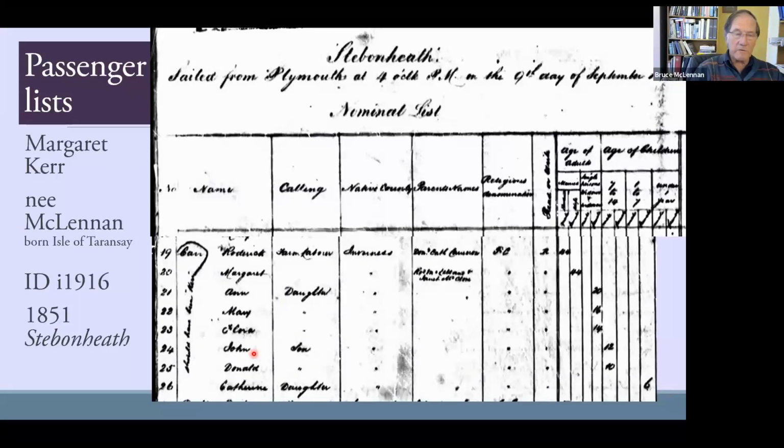This is the shipping list. Quite a few of you asked to talk about shipping lists, and I came across this one in my travels in the last few weeks. A Margaret MacLennan, nee MacLennan, from an island there near Lewis and so on, married a fellow called Roderick. In Scotland, they would say Kerr. I would say Kerr. That's my grandmother was one of them. They travelled on this ship here, Stebon Heath, to Victoria, I think.